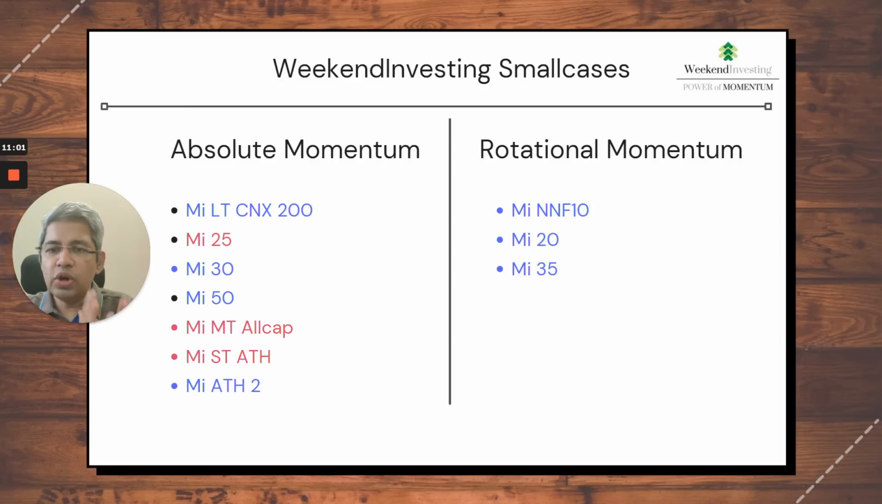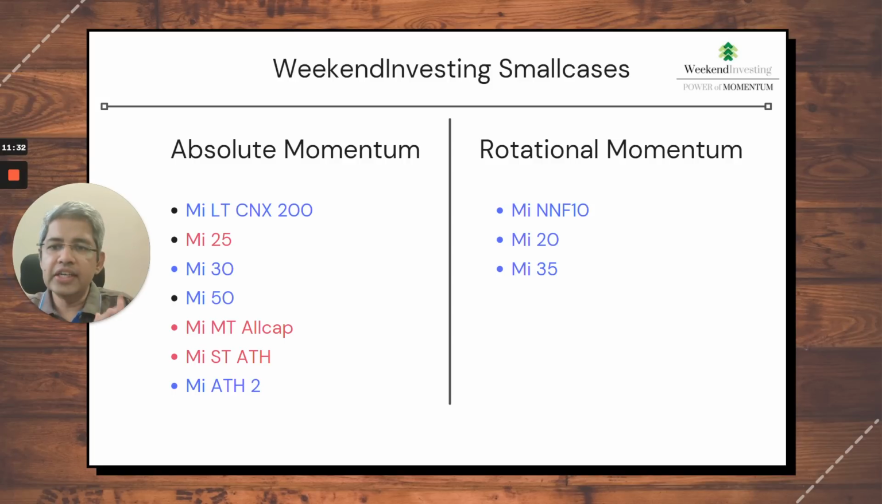MIST ATH is already closed, again an absolute momentum strategy, concentrated in 10 stocks chasing all-time highs. A new product that is coming in, MIATH2, again an absolute momentum strategy, will go to cash if there is stress, and it will chase all-time highs among stocks above a market cap of 500 crores. This is a bit different from ATH, and I've done a daily bite as well as a specific product video on this. Please go and see that.